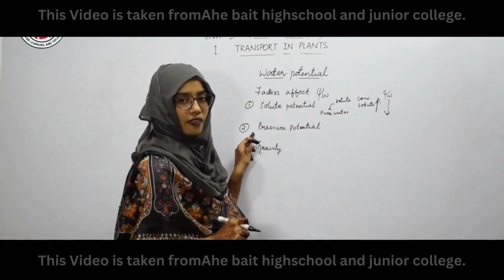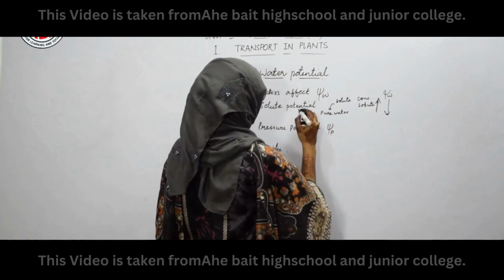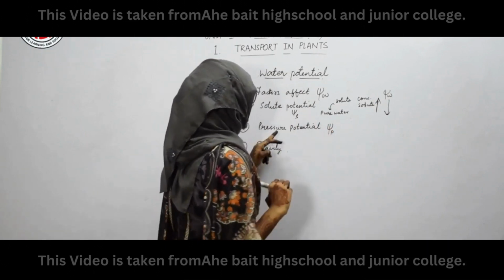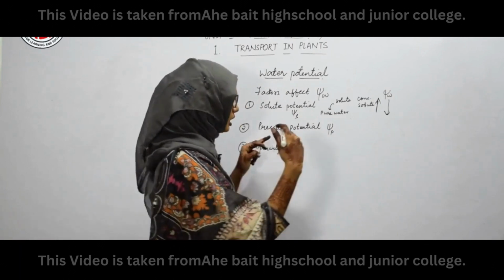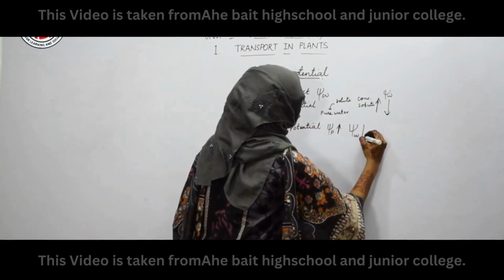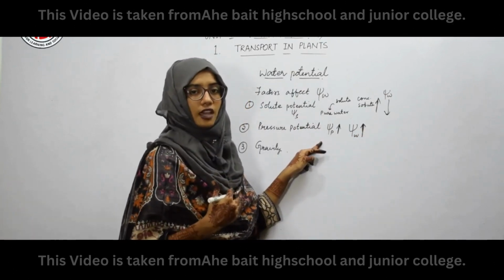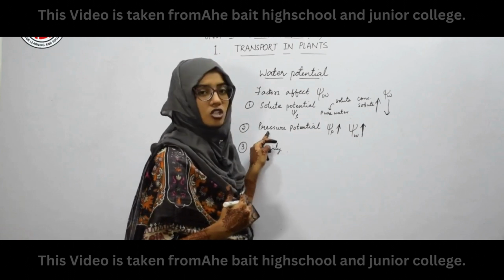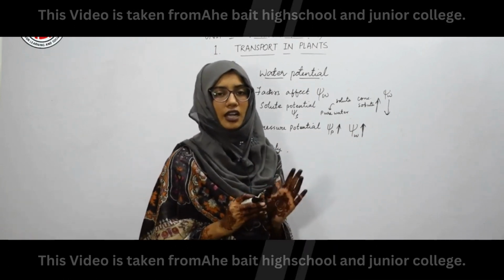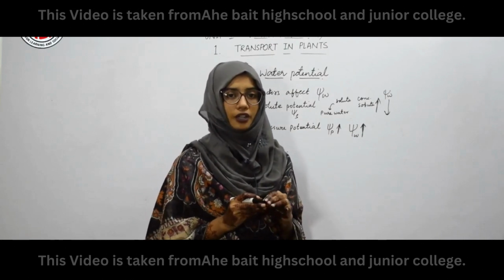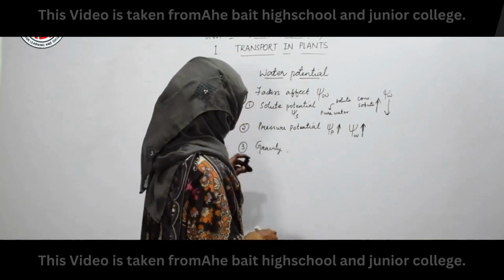Coming to the next one, that is pressure potential. The pressure potential is represented by psi p, and solute potential is represented by psi s. Now, when the pressure potential is increased, the water potential also increases. So this shows the positive effect of pressure potential on water potential. The last one is gravity. This factor is negligible because it does not have any substantial effect on the water potential, so we can avoid it.